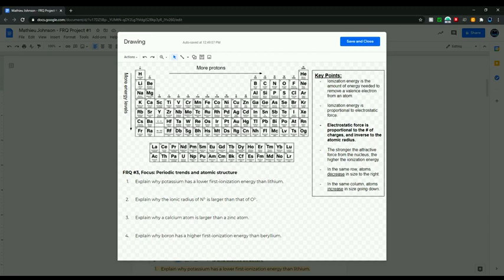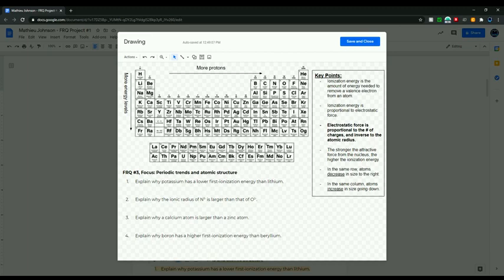Number 3. Explain why a calcium atom is larger than a zinc atom. Both atoms are in the same row of the periodic table and have the same amount of energy levels. However, a calcium atom has fewer protons than a zinc atom, meaning the nucleus exerts a weaker force on its electrons than zinc's nucleus. This means the electrons are not pulled in as far, meaning the calcium atom is larger than a zinc atom.